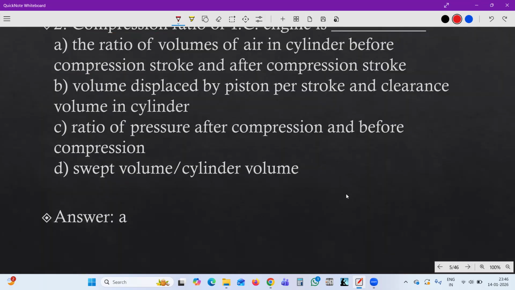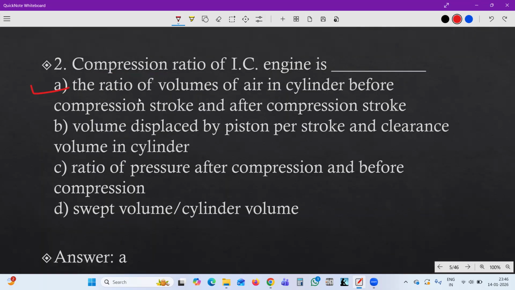So let's see the answer. Answer is A. The compression ratio is the ratio of volume of air in the cylinder before compression stroke and after compression stroke. This is known as the compression ratio.